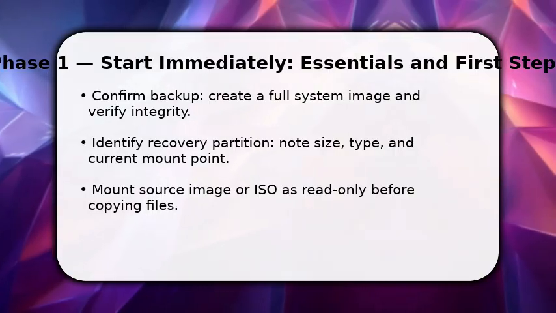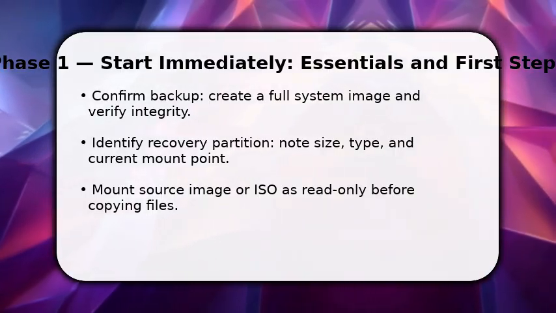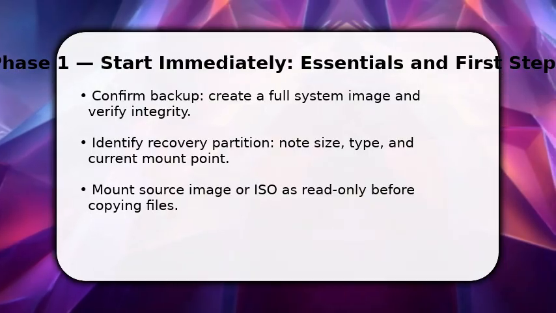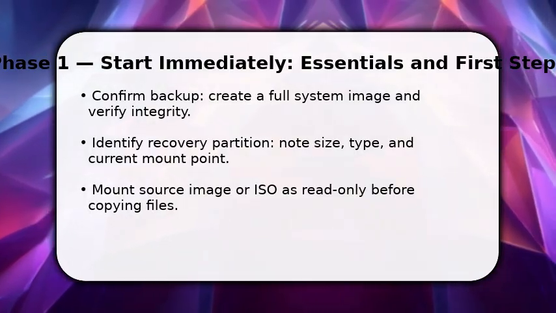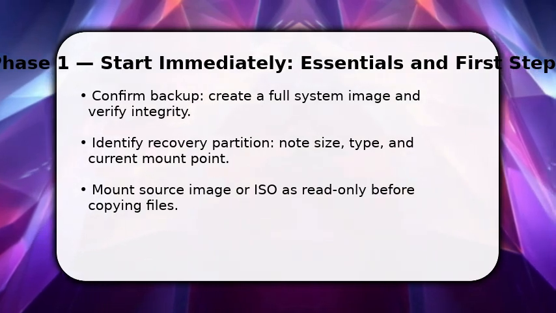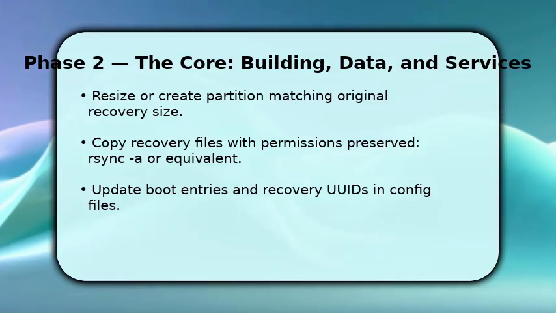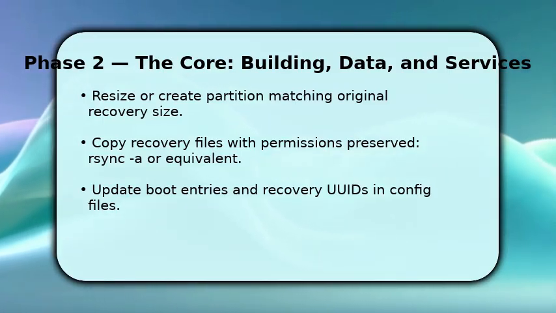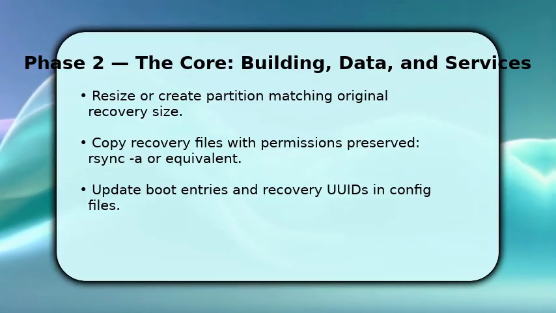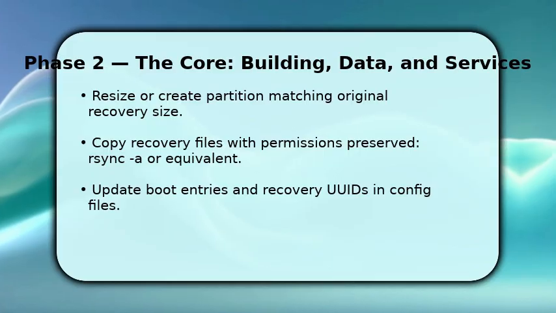Then open an elevated shell and list partitions so you can reference device names directly. This avoids confusion when you create or resize the replacement partition. Once the new partition is ready, copy the recovery files with permissions preserved so recovery tools work correctly. Use rsync or a tool that keeps ownership and exec bits.